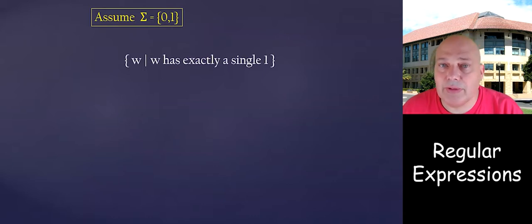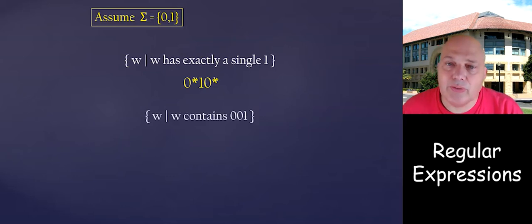Assume that sigma is {0, 1}, so we'll take the binary alphabet. What is a regular expression that matches the language of strings W such that W has exactly a single 1? This is 0*10*. So this language is strings that have some zeros in the beginning, it can be any number of zeros, then a 1, and then any number of zeros at the end.